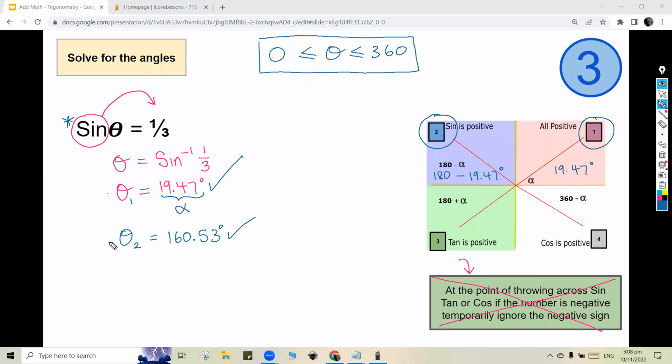So if both answers are between 0 and 360, you keep them. If you get an answer that's larger than 360, even if you made no mistakes, the examiner would ask you to ignore that particular answer. But in today's question, both answers are between 0 and 360. None of these answers is larger than 360. So we keep both of them. And the examiner will tell you which answers he wants you to keep and which ones he wants you to discard. He will make it very, very clear.